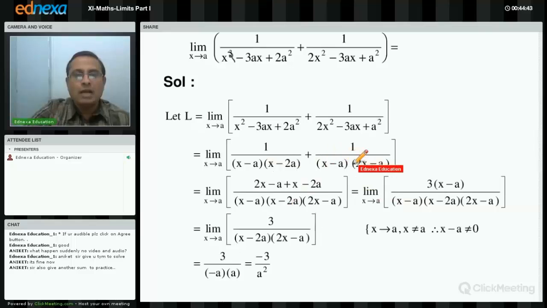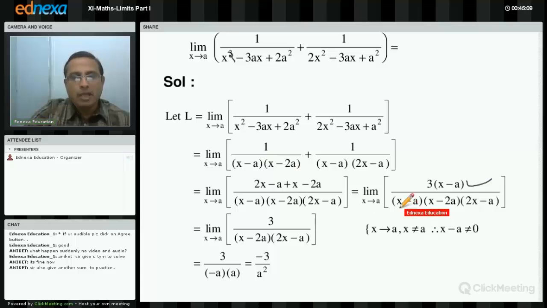So this is the second factor. Now, how do we add two fractions? By finding LCM of denominators. What is that? X minus a into x minus 2a into 2x minus a. What is the numerator? 2x minus a plus x minus 2a. That is 3x minus 3a. Take 3 common from numerator to get 3 into x minus a.